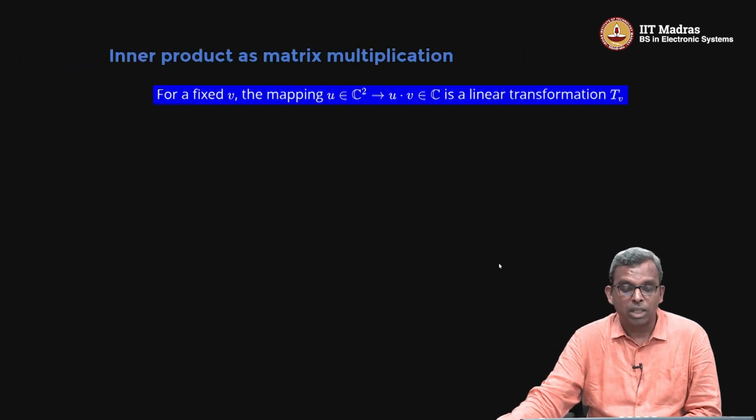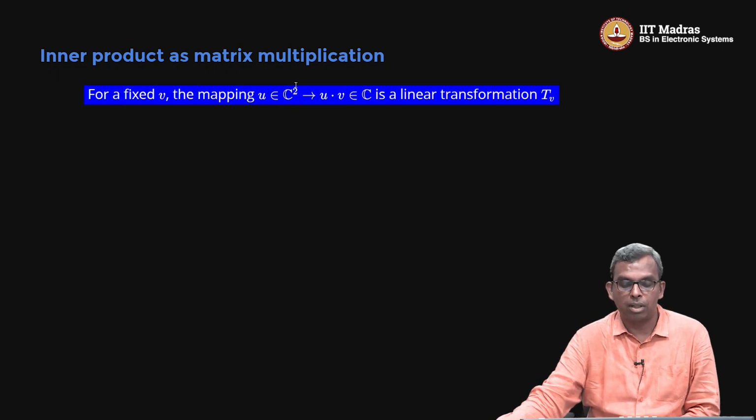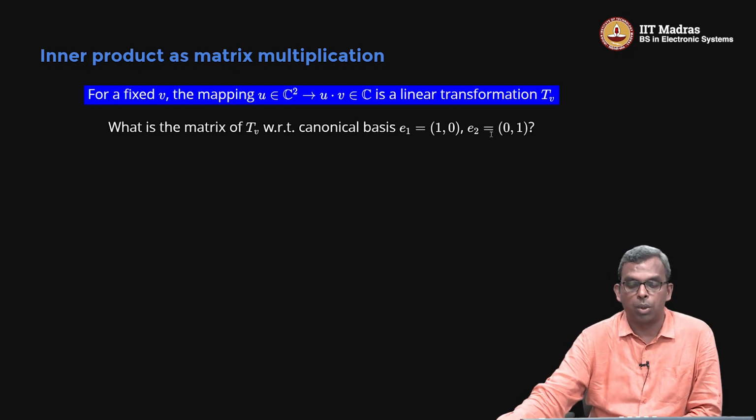Once you have a linear transformation, you can also have a matrix. Every linear transformation is a matrix, isn't it? It goes from C2 to C, so this will be a 1 by 2 matrix. So, the fixed v you take, going from u to u dot v, is a linear transformation. What is the matrix of T_v with respect to the canonical basis, 1, 0 and 0, 1?